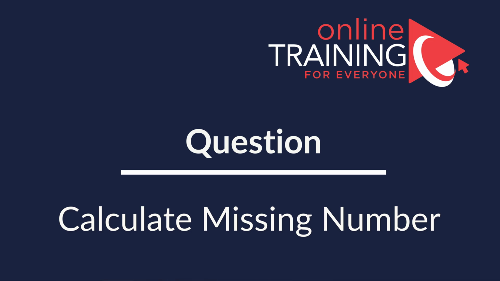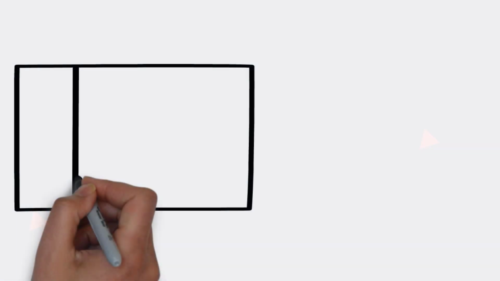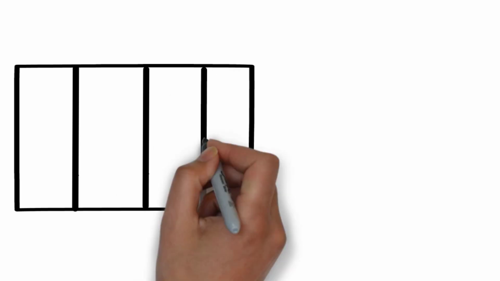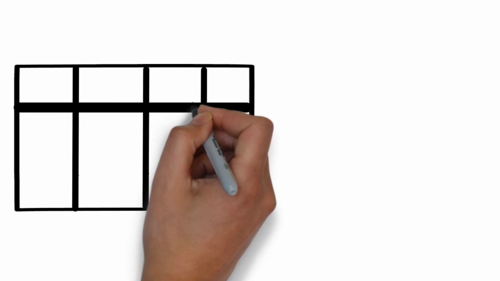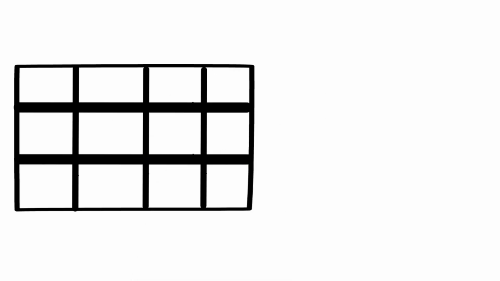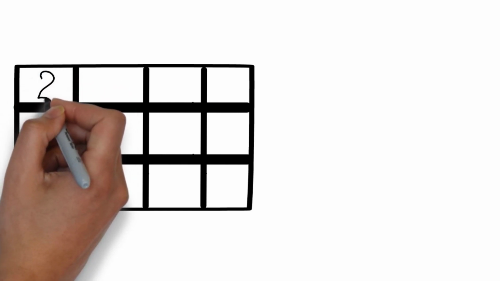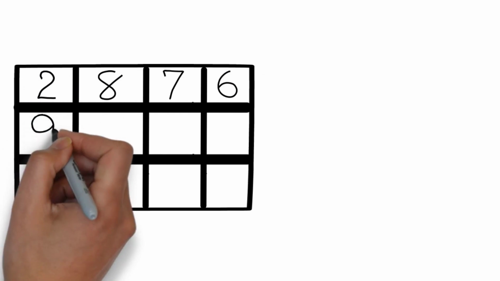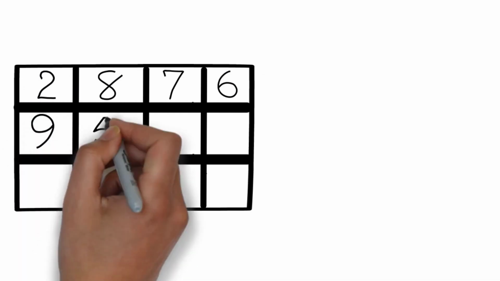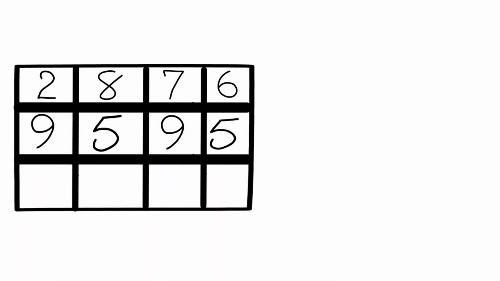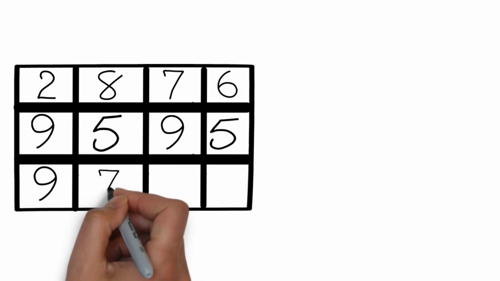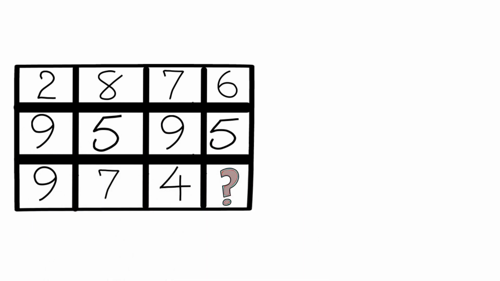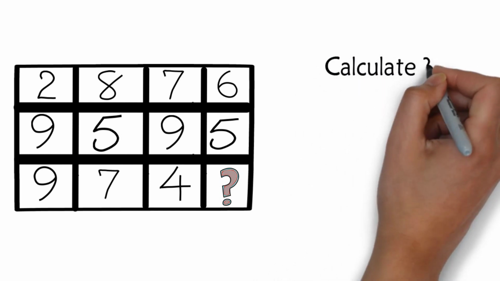Here's one of my favorite questions because it is very frequently used on the test. You're presented with the matrix, a 4x3 matrix. Each cell in the matrix has numbers. For example, the first row has numbers 2, 8, 7, and 6. The second row has numbers 9, 5, 9, 5. And the third row has numbers 9, 7, 4, and one number in the bottom right corner is missing. And this is exactly what you need to calculate.